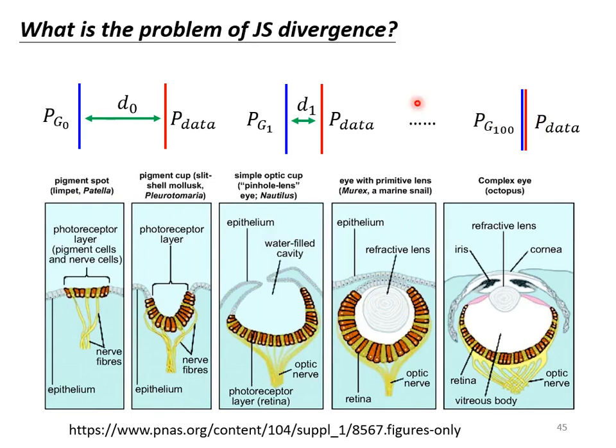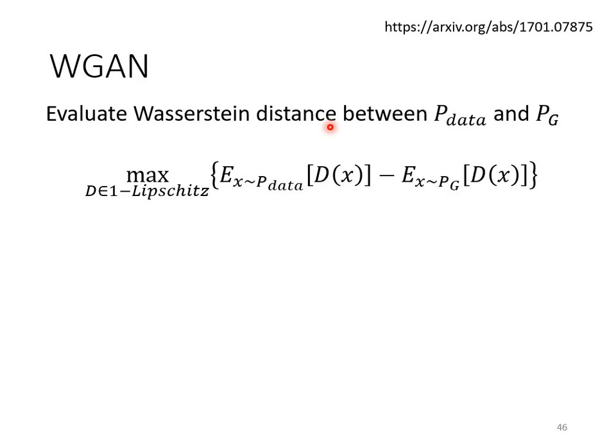For JS divergence, it needs to jump from this step to this step, and its loss of JS divergence will be different. But for W distance, you just have to move PG closer to P data, and W distance will be changed. You can train your generator by minimizing W distance. So that's why, when we change from JS divergence to Wasserstein distance, it can perform better. When GAN uses Wasserstein distance to replace JS divergence, this GAN is called WGAN.